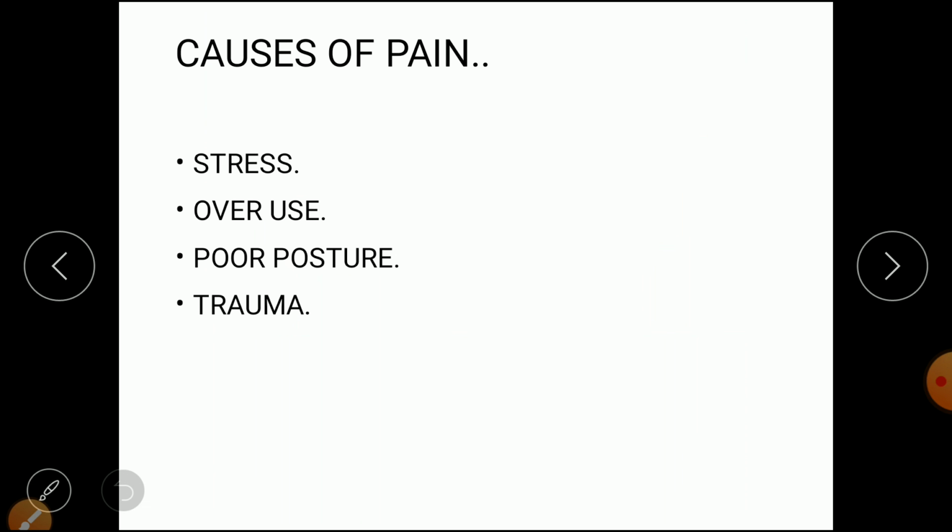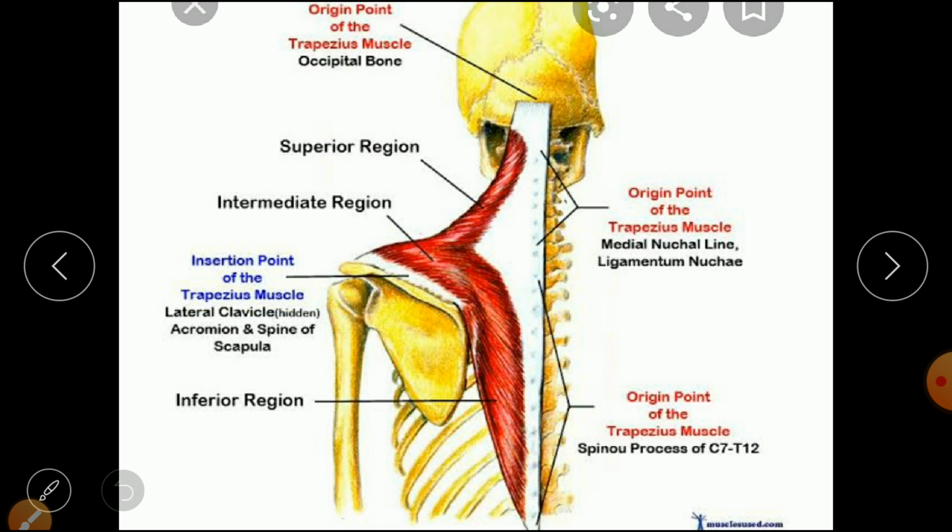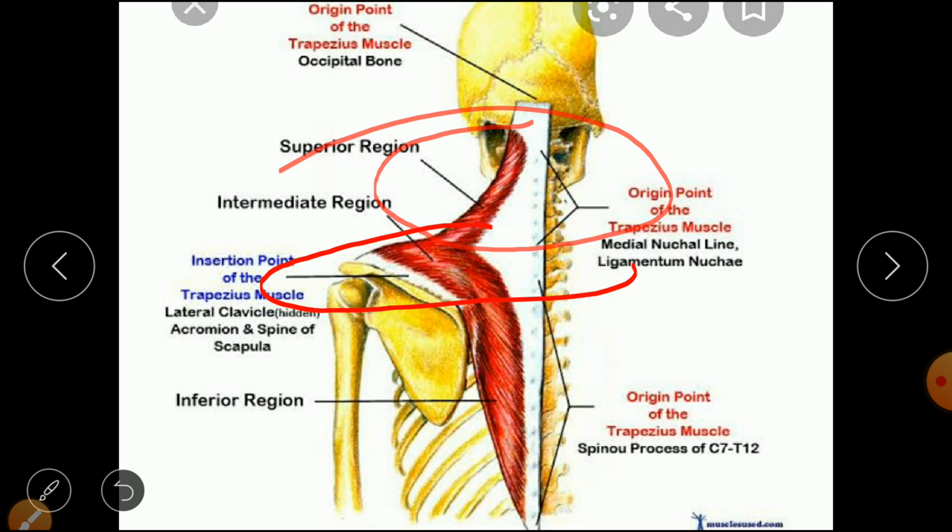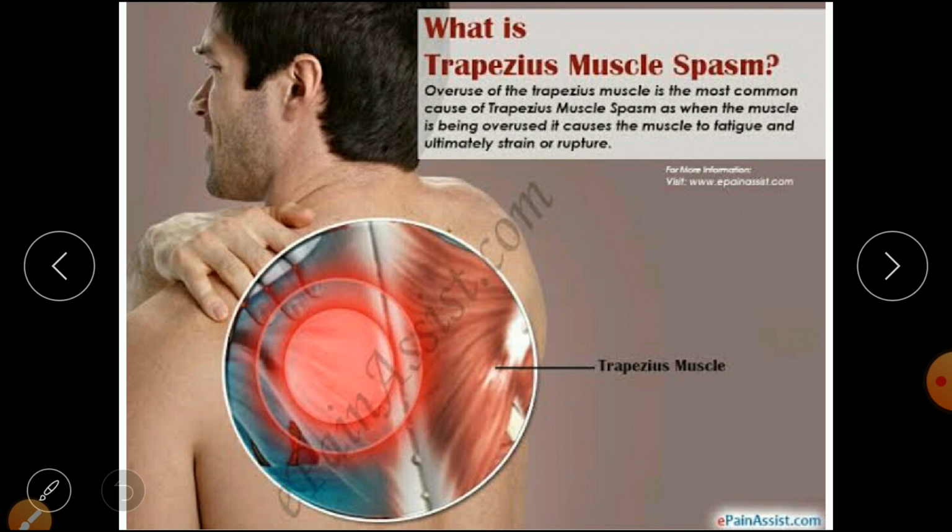Stress, overuse of the muscle, poor posture for a long time, and trauma lead to damage of your muscle and it gets painful. Here is the simple anatomy which we discussed in part 1, but let's briefly revise. The upper part of the trapezius does elevation of the scapula, the middle part retracts the scapula, and the lower part, that is the lower fibers, depresses the scapula.